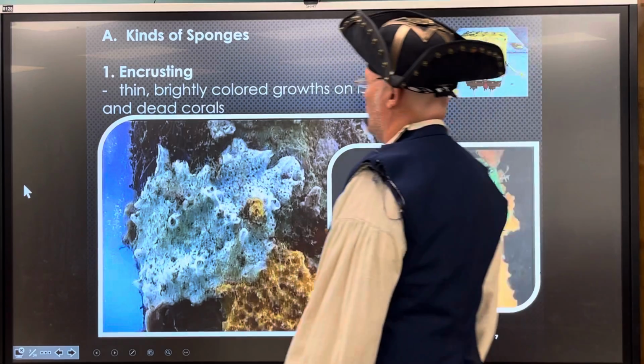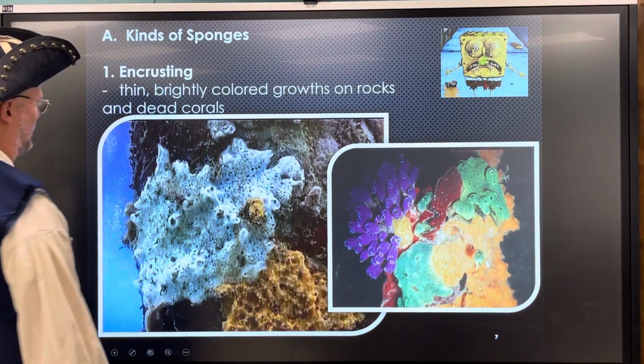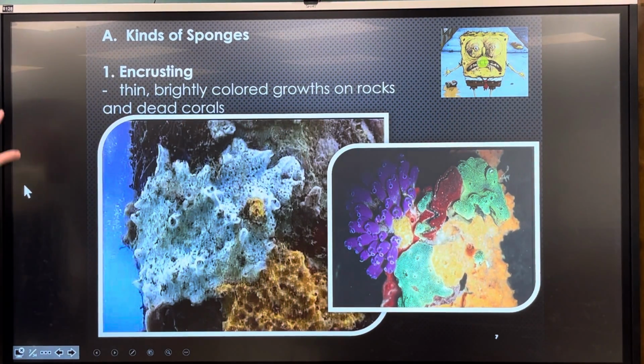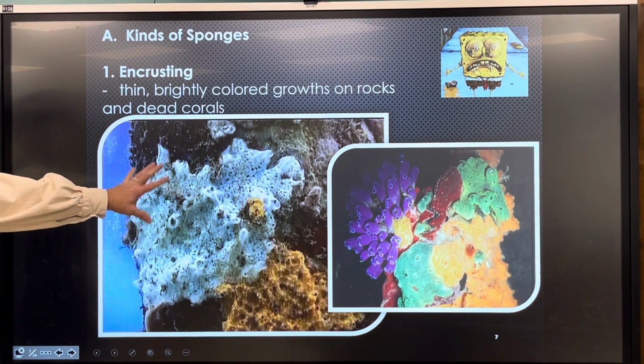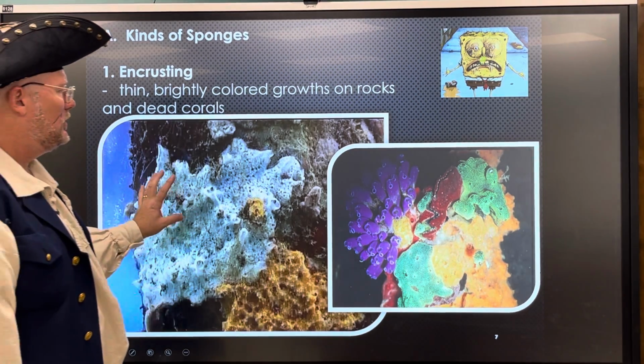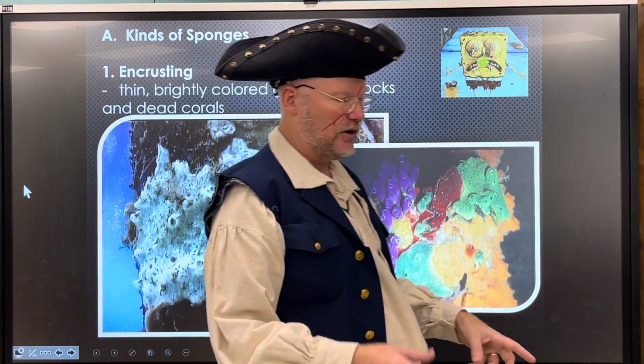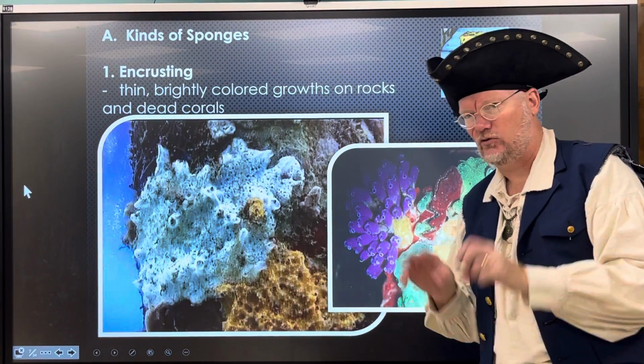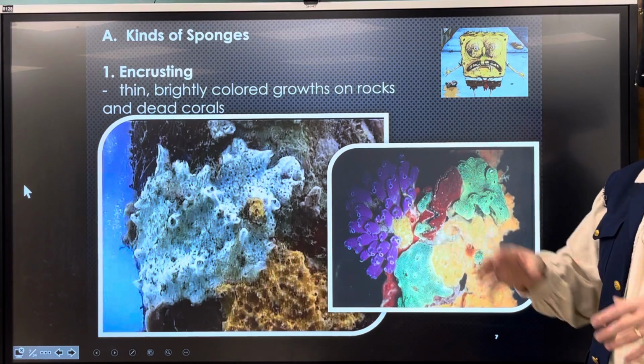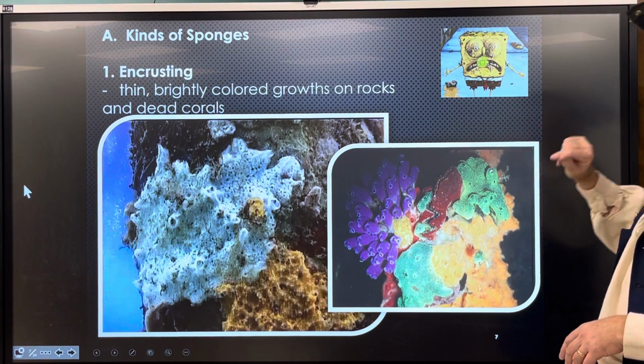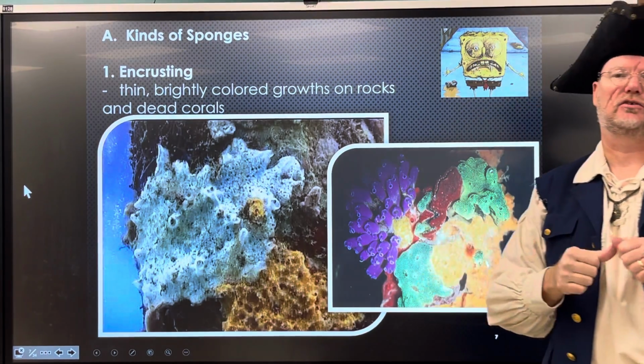Kinds of sponges. We've got the encrusting sponge. So this is thin, brightly colored. They grow on rocks and dead corals. In other words, they're called encrusting because they form this crust-like cover over the top, but it's not really crusty like SpongeBob here. They're actually kind of soft.